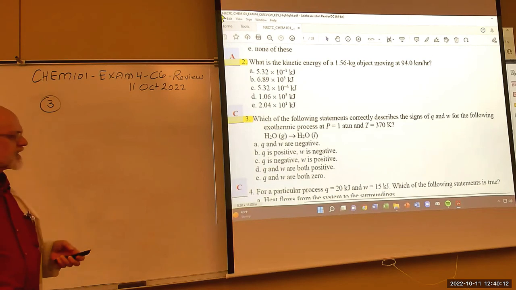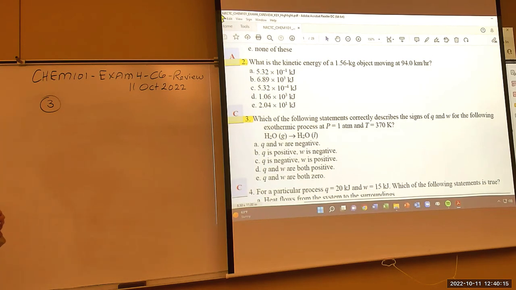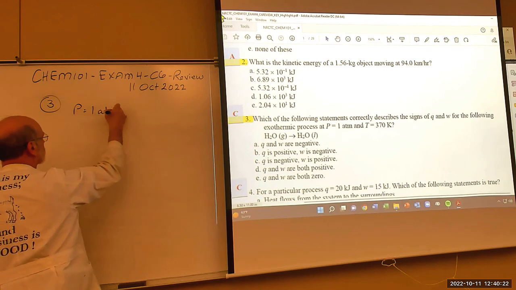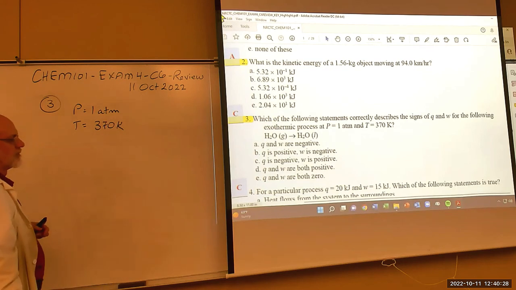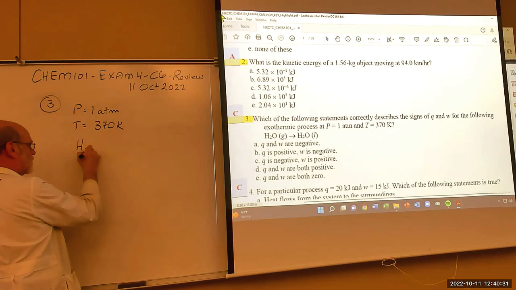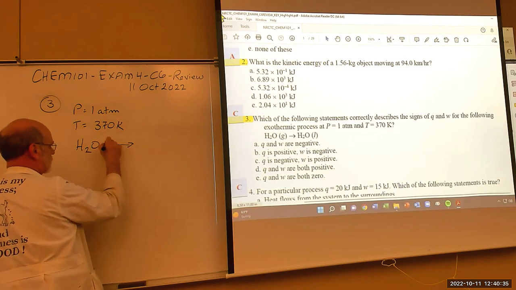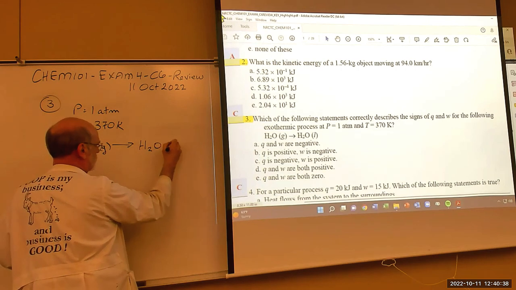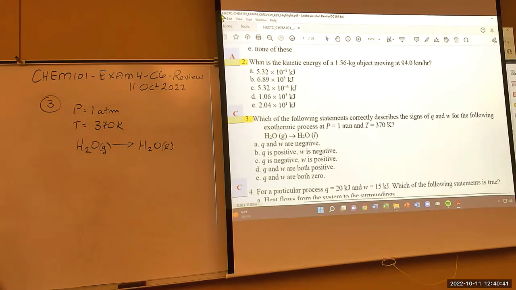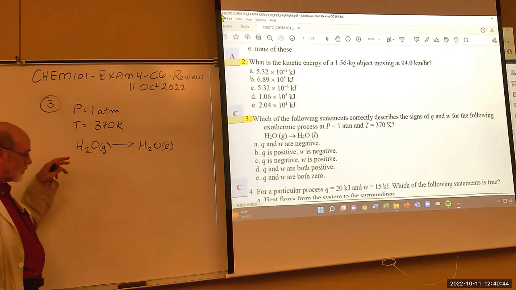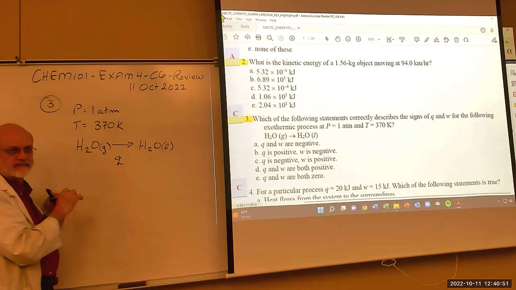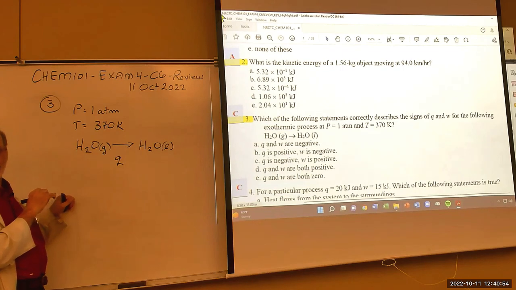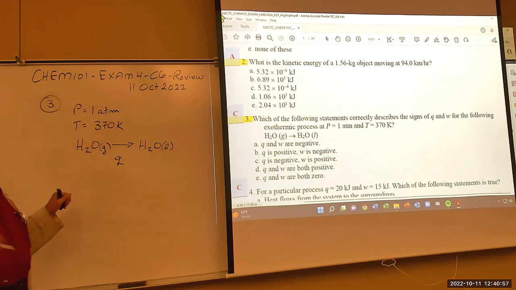Number three. Which of the following statements correctly describes the signs of Q and W for the following exothermic process at pressure equals 1 atmosphere and temperature equals 370 K? Oh, and the process is water gas to water liquid. And it tells you it's an exothermic process, right? So we know what the sign of Q is already. What is it? If it's exothermic, the sign on Q is negative, yeah.